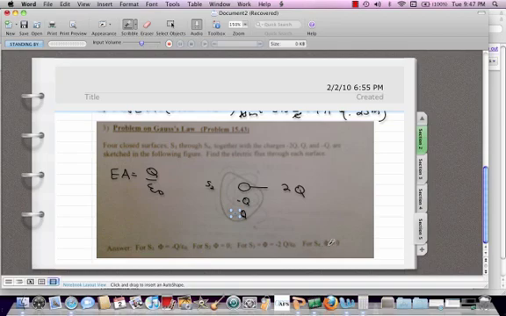And then last but not least, I have this S4. So what you want to do is add up the charges that are within this area, and that will tell you what the flux is. So this would be the flux EA. So I'm looking to say how many charges are within the surface, and so I just add them up and put them over epsilon naught, and that's going to be my flux.